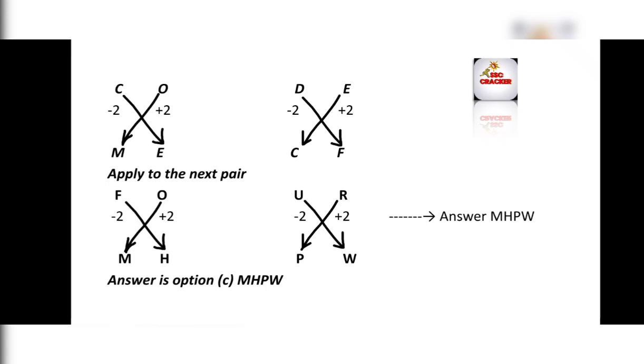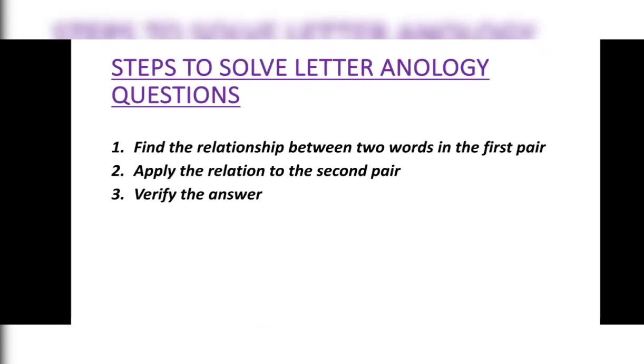So what are the steps to solve a letter analogy based question? First step is to find the relationship or connection between the two words in the first pair. Is the relationship a mirror word, or addition or subtraction, or cross addition and subtraction? And the final step is to verify whether the answer is correct or not.